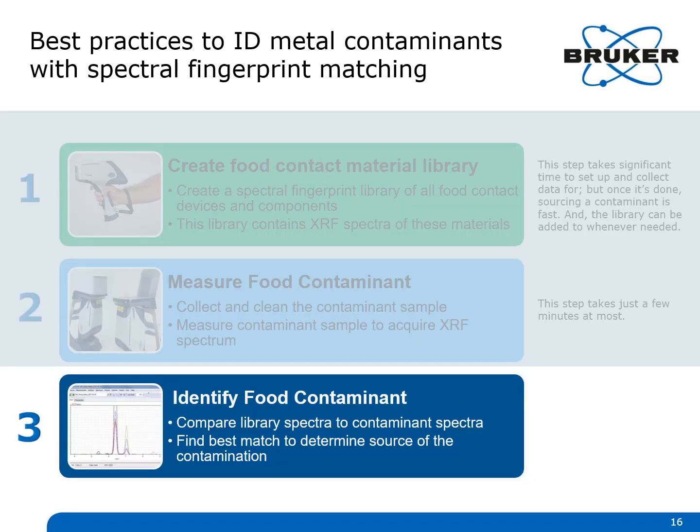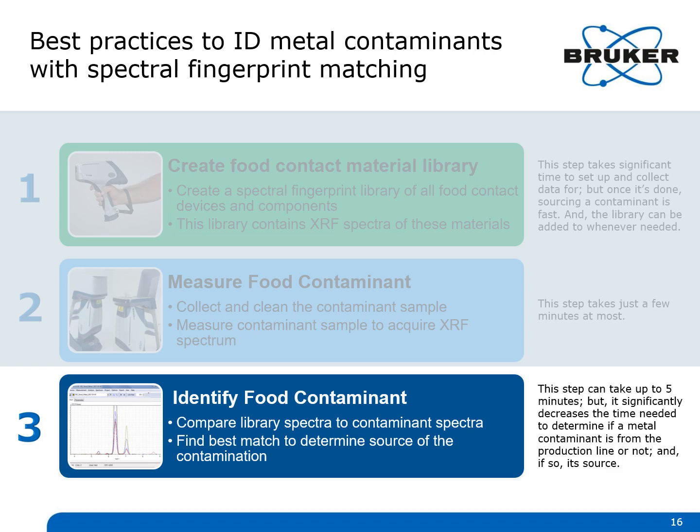The final stage in using spectral fingerprint matching is to compare the spectral fingerprint of the metal contaminant to the spectral fingerprints of all the metal equipment in the production line folder. This can take up to 5 minutes, but it significantly decreases the time needed to determine if a metal contaminant is from the production line or not, and if so, its source.